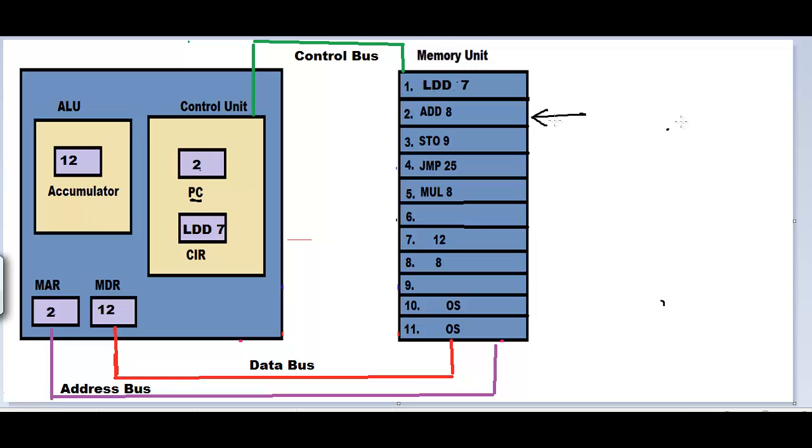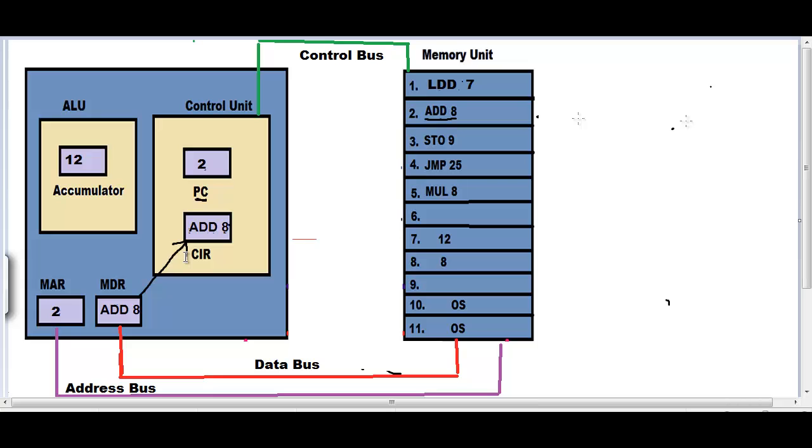In the next clock cycle, when the control unit sends a read signal on the control bus to the memory unit, this instruction is read from the memory unit and flows through the data bus. So ADD 8 now flows through the data bus and is copied into the MDR. When the next clock cycle comes, this instruction in the MDR is copied into the CIR. So at this stage the fetch cycle has been completed.